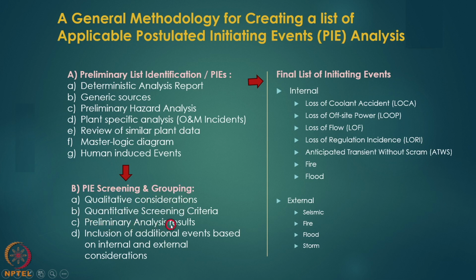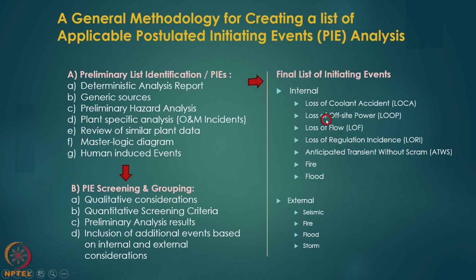Then quantitative screening criteria, if our criterion is less than 10 to the minus 5 or 6, anything going beyond that will not be applicable to us or our scenario. Then preliminary analysis results, inclusion of additional events based on internal and external conditions. So this is actually an ongoing exercise. Even during review, you might encounter that 1 or 2 events we have missed, and there are 2 categories of events: internal events and external events. So here we will see this list of the internal events.